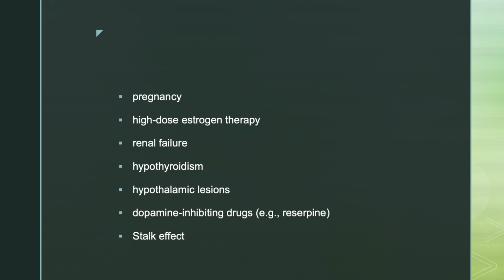Other causes of hyperprolactinemia include pregnancy, high-dose estrogen therapy, renal failure, hypothyroidism, hypothalamic lesions, dopamine-inhibiting drugs like risperidone, and stalk effect, meaning a mass that compresses the stalk, resulting in absence of the inhibitory signal, which is dopamine from the hypothalamus, and then prolactin goes unchecked, resulting in hyperprolactinemia.